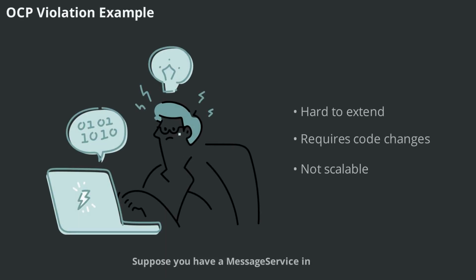Suppose you have a message service in Spring Boot that only processes text messages. If you want to add support for image messages, you'd need to modify the existing class, which violates OCP. This approach makes your code less flexible and harder to maintain as new requirements emerge. Let's see how to improve this design.